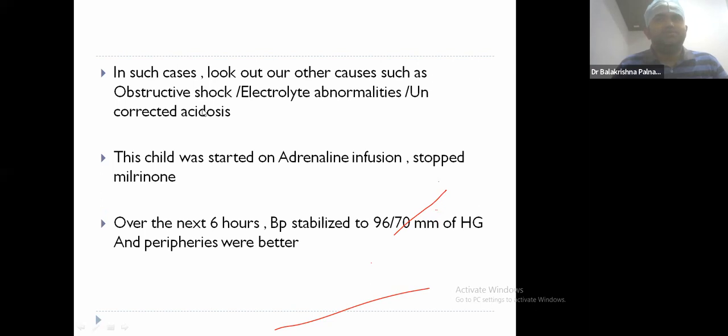So in such cases, you need to look for obstructive shock, electrolyte abnormalities, and uncorrected acidosis. This child was started on adrenaline infusion. We stopped Milrinone. Over the next 6 hours, BP stabilized to 96/70 and peripheries were better.